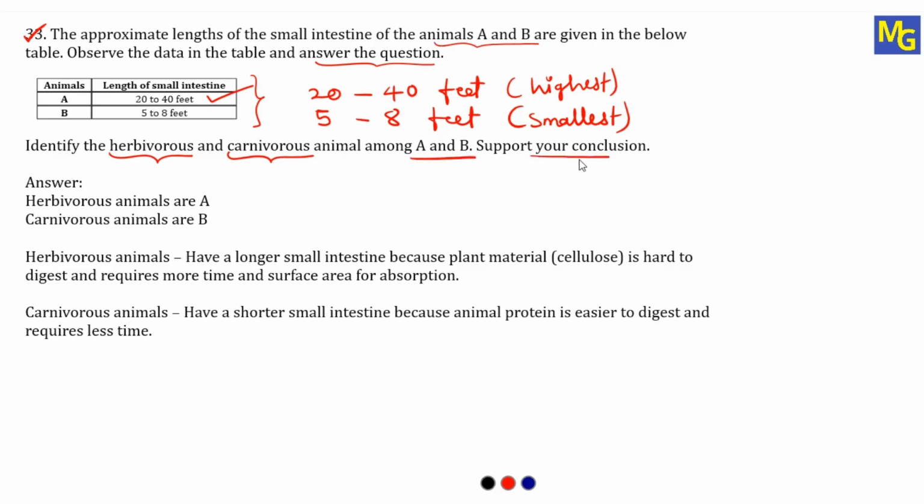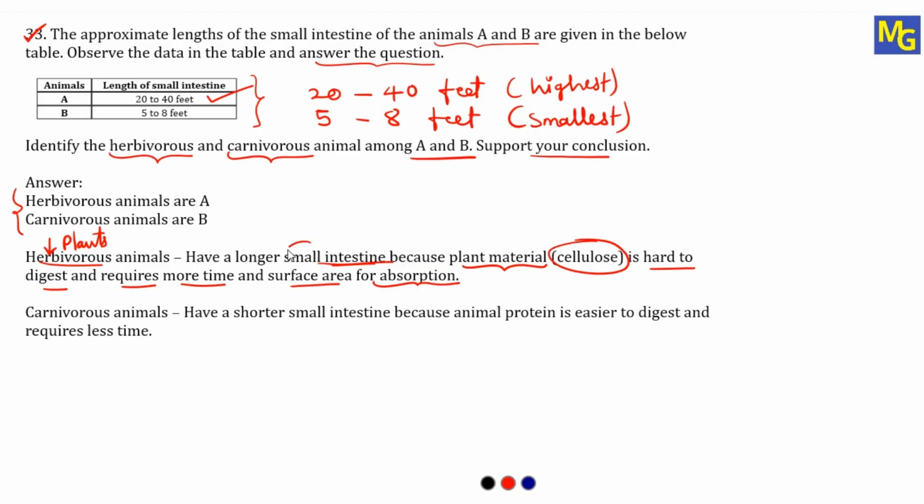Support your conclusion. To identify herbivorous and carnivorous animals, first we should know in which animals we can see the highest and smallest length of the intestine. Before telling the answer, I will explain my conclusions. Herbivorous animals have a longer small intestine. Herbivorous animals are the animals which eat herbs, meaning plants. They have a longer small intestine because plant material like cellulose is hard to digest and requires more time and surface area for absorption.